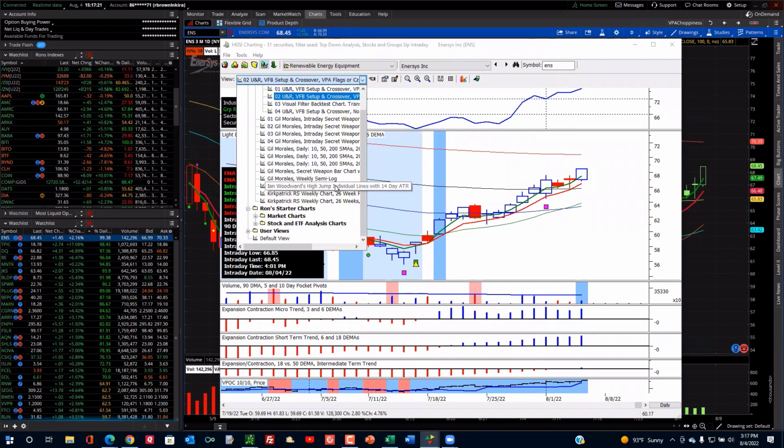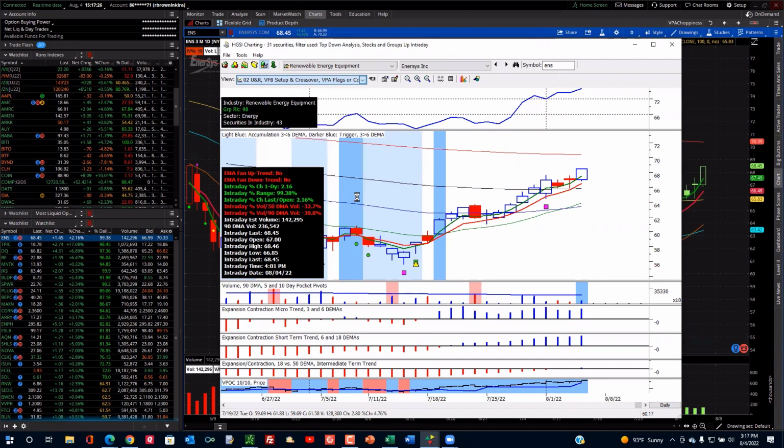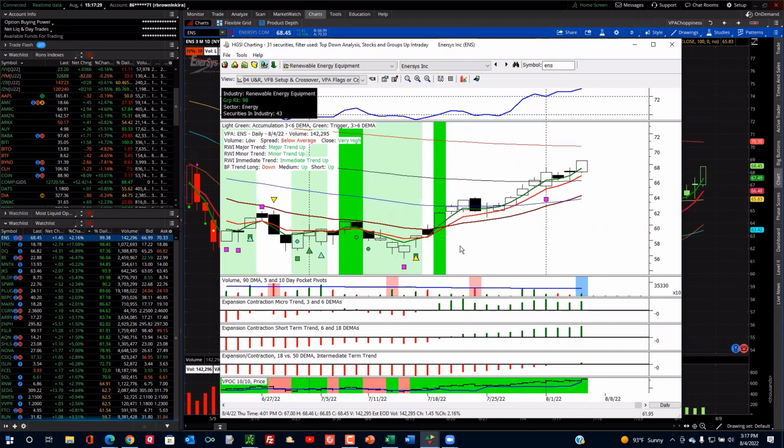I also have in my charts here, here's the green version of it. I prefer to work with the green version of it. Gil likes blue. Those are Gil's colors, blue and red. I just prefer to work with the green. But you can see the accumulation on this stock happening down here. These VPA signals are invaluable when you're starting to prospect.